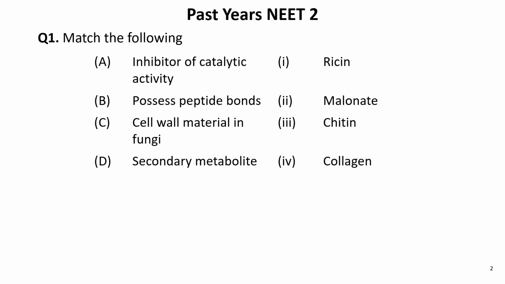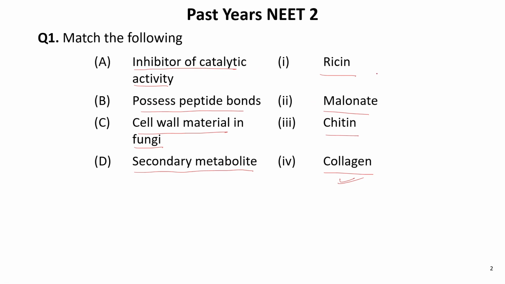The first question. So here it is a match the following type of question. In column 1, it is given: inhibitor of catalytic activity; second, possesses peptide bond; third, cell wall material in fungi; and secondary metabolite. In the second column, it is given ricin, malonate, chitin and collagen fiber, or we can say collagen. So, inhibitor of catalytic activity.